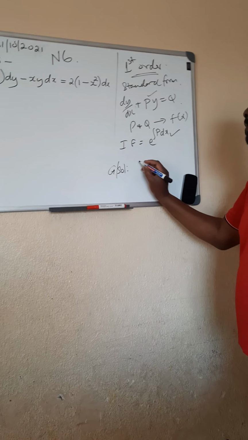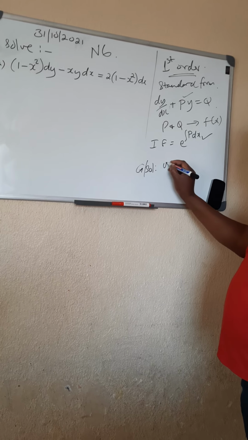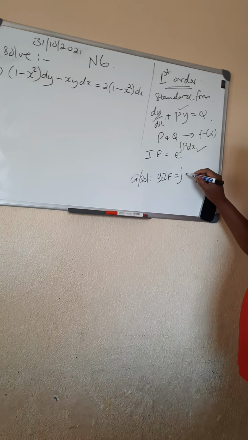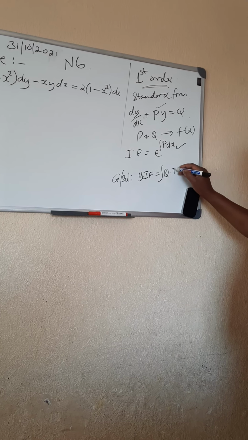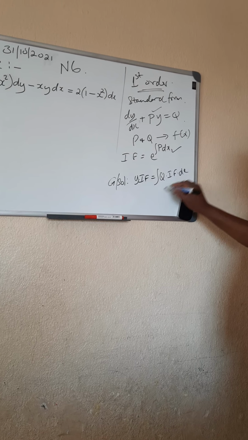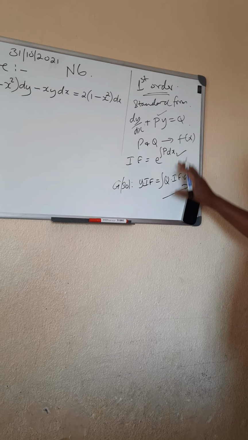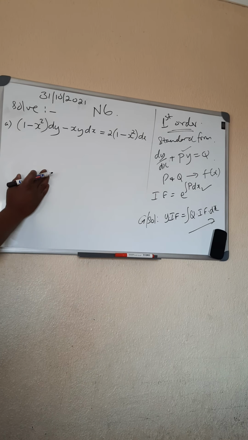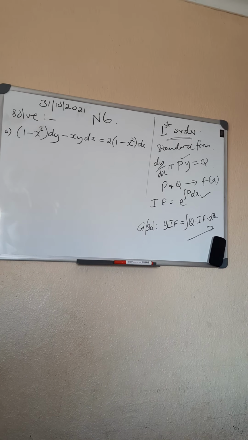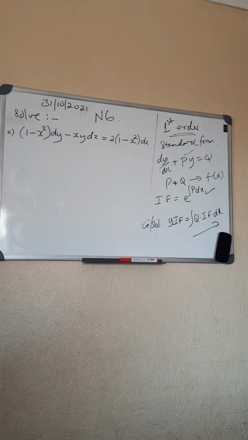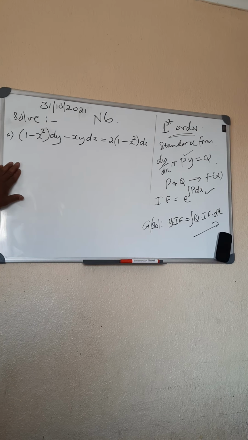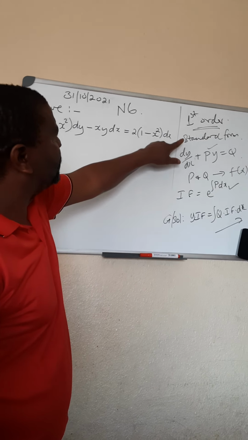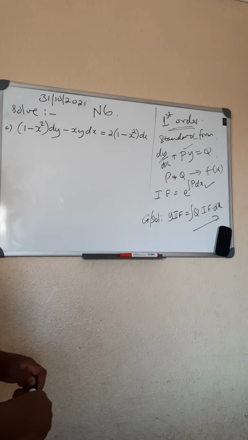Now when we have the integrating factor, with P read out from there, the general solution would then be y times the integrating factor equals integral of Q times the integrating factor dx. This is what we need to establish in solving this one. Now when we look at the problem itself, we need to establish the standard form here. But how do we do that?